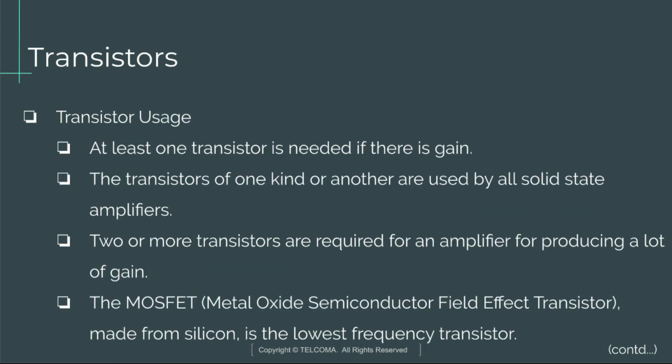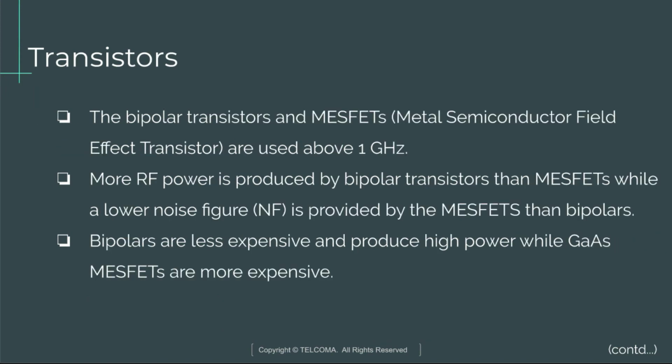Next is transistor usage. At least one transistor is needed if there is gain. Transistors of one kind or another are used by all solid-state amplifiers. Two or more transistors are required for an amplifier producing a lot of gain. The MOSFET made from silicon is the lowest frequency transistor. The bipolar transistors and MESFETs are used above 1 GHz. More RF power is produced by bipolar transistors than MESFETs, while a lower noise figure is provided by the MESFETs than bipolars. Bipolars are less expensive and produce high power, while GaAs MESFETs are more expensive.